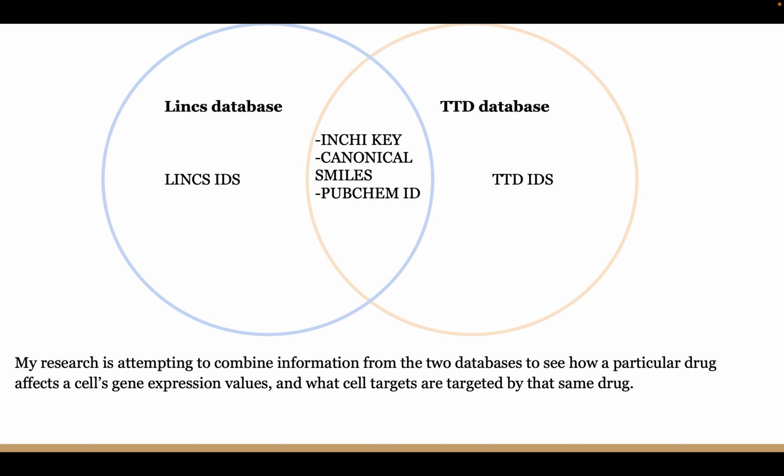So my research is attempting to combine information from the two databases to see how a particular drug affects a cell's gene expression values and what cell targets are targeted by that same drug. I identified 3 things that the two databases have in common, which I will be cross-referencing to create one file where I have both the information from the LINCS database, aka all the cell signatures, and the TTD database, aka all the cell targets, and combine them to conduct analysis.